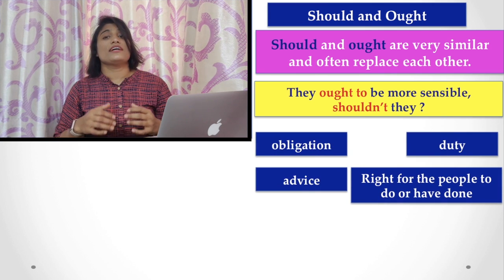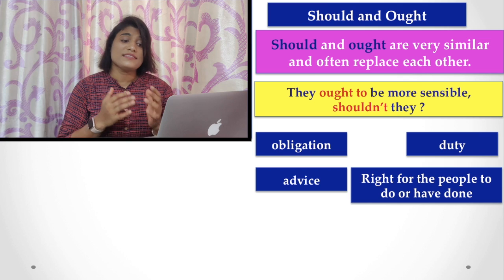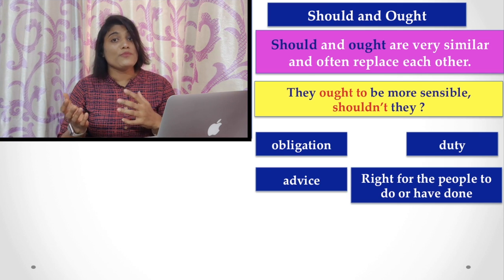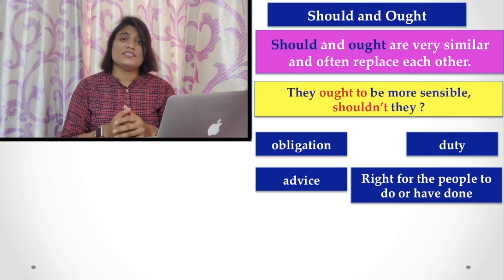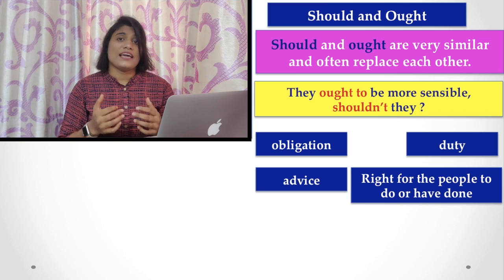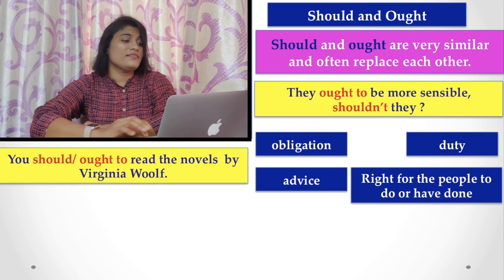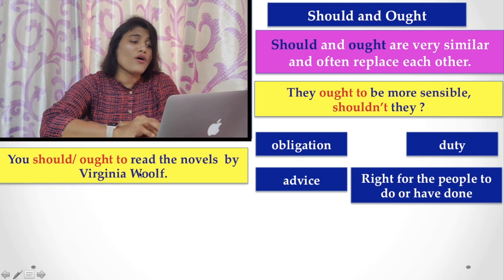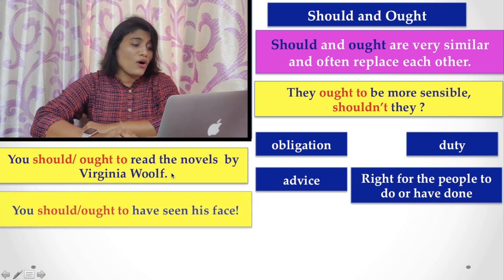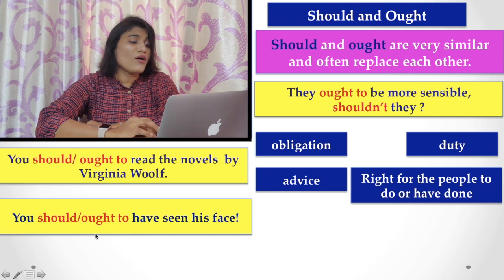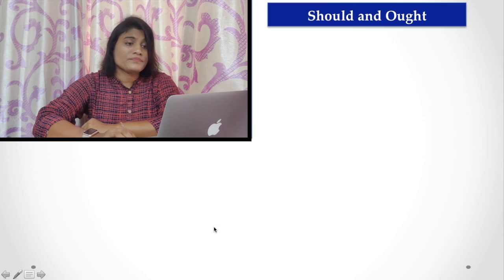And while we are talking about obligation, duty, advice, and the right thing to do or to have done, we must use these two modal verbs, should and ought. For example, you should or ought to read novels by Virginia Woolf, or you should or ought to have seen his face, etc.